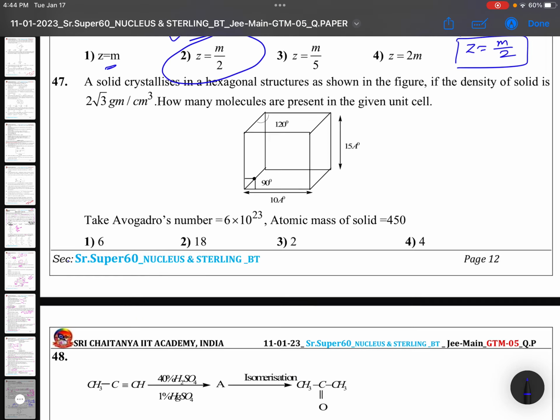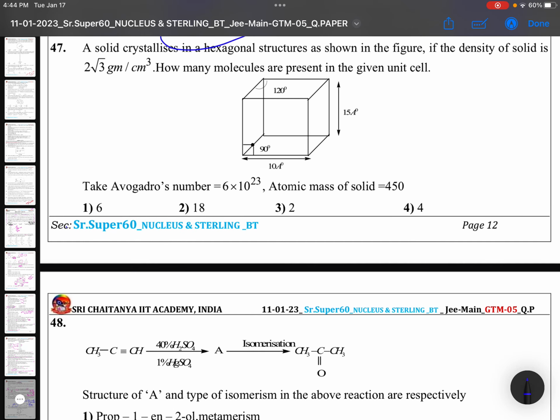Actually, these kind of questions generally won't appear also. Okay, don't worry for these kind of questions. A solid crystallizes in a hexagonal structure as shown in the figure. If the density of the solid is 2 root 3, how many molecules are present in the given unit cell? See the angles, it is 120 degrees, it is 90 degrees, and the distance is 15 angstrom. So you need to find out Z.